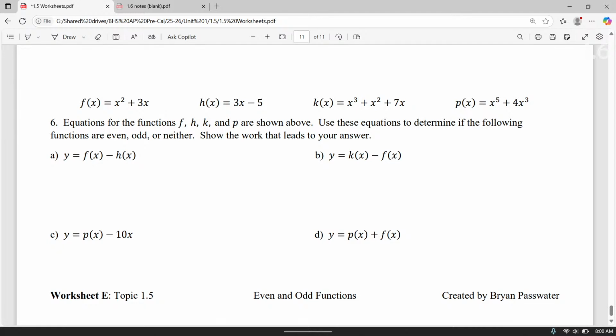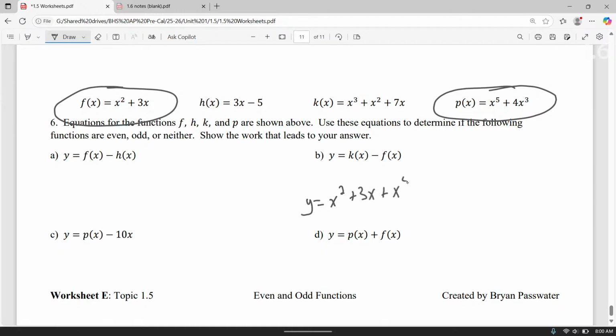Could you please do number 6D on the same page? Even, odd, or neither. P is this one. F is this one. And I'm adding them. So y equals x squared plus 3x plus x to the 5th plus 4x cubed. I'm just adding them. And I really should put this in order. So x to the 5th plus 4x cubed plus x squared plus 3x.